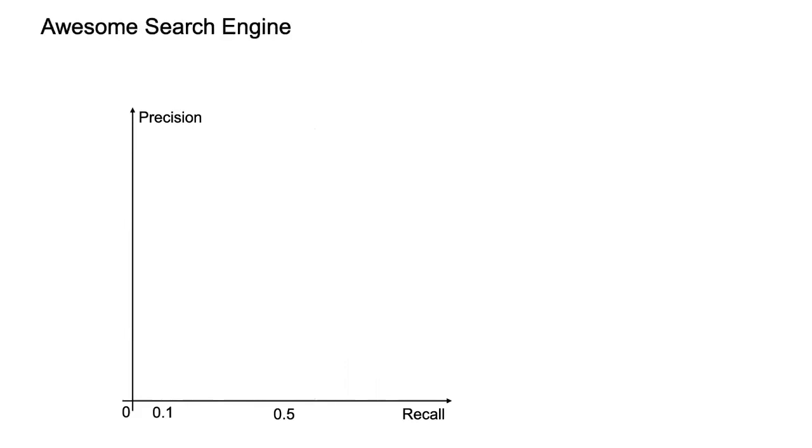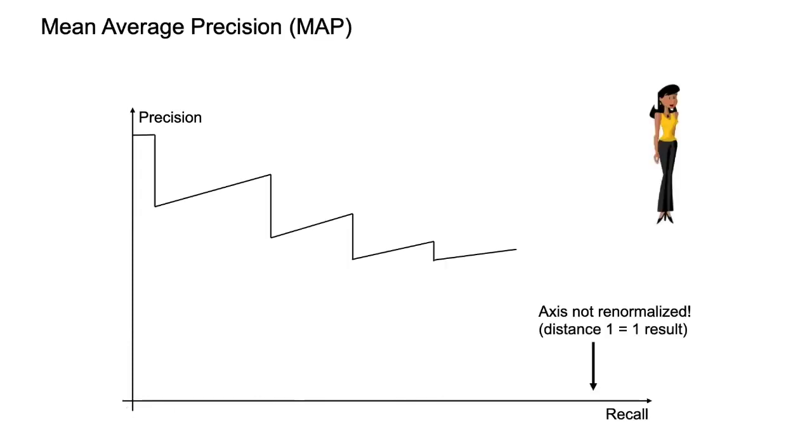Right? Now, an awesome search engine that I would like to pay for, do you agree it would be like this? It keeps returning relevant results, keeps high precision, and I just increase the recall and never lose precision. That I would pay for. That is awful. It's basically an engine that keeps returning stuff I don't care about. This is bad, right? Okay.